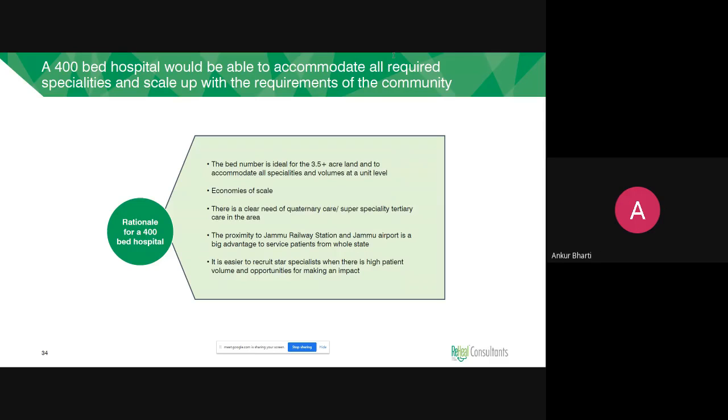One of the starting points for this project particularly was that we knew how much land is there, how much built-up area can be made out of that land, and in that built-up area, how many beds can be fitted. We had an understanding of that, at least that was the initial understanding. So one of the research components we had to incorporate was also to analyze: do we actually need a 400-bed hospital there? Is Jammu a market which can cater to a 400-bed hospital? That was also one of the components we had to keep in our research.